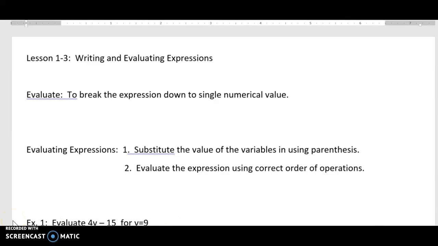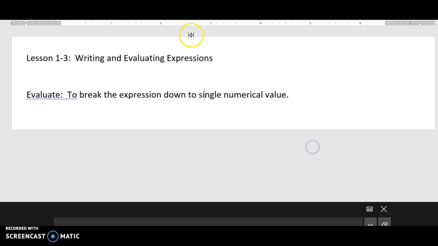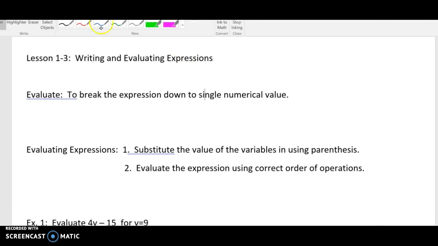So lesson 1.3 takes a combination of what you did in 1.1, 1.2, and 1.3. All right, and it's writing and evaluating expressions. The evaluating part is the easy part of this. The more difficult part is writing the expressions. So let's take a look at this.